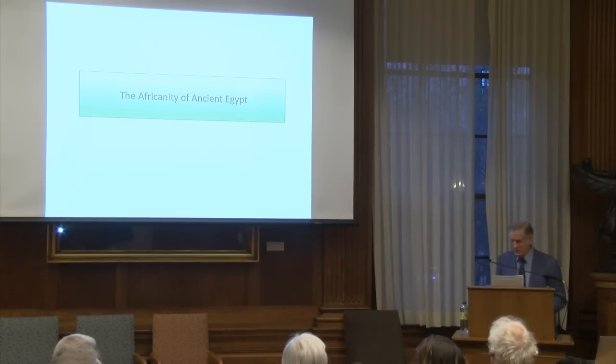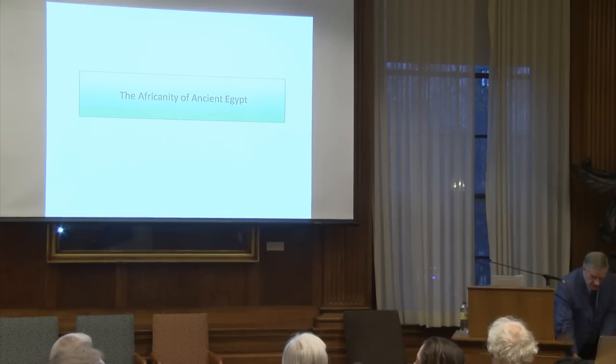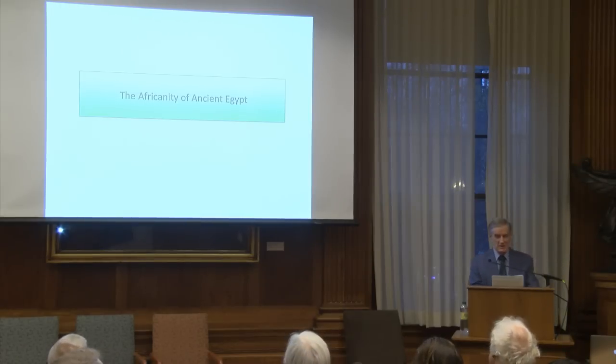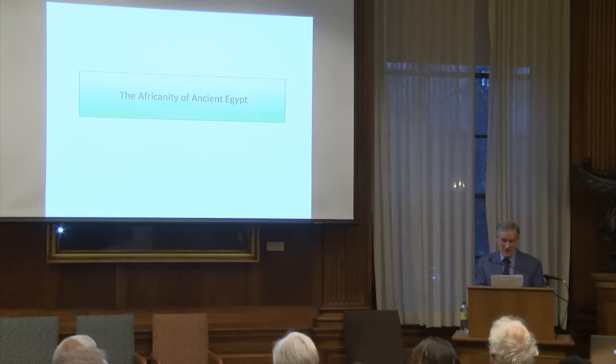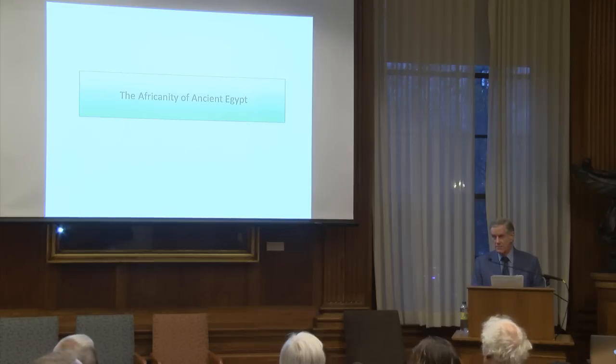So let's see if I still have my little clicker so we can change scenes. So my beginning comment here: ancient Egypt was in Africa. We can't really doubt that, can we? It's in the continent. But more important, ancient Egypt was of Africa. And that, of course, is not the way the past two centuries of Western scholarship have generally presented its history.